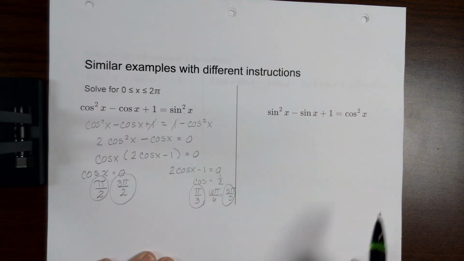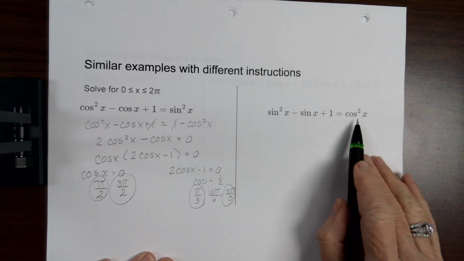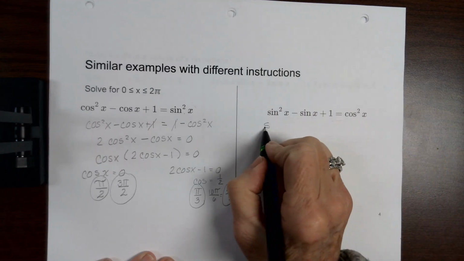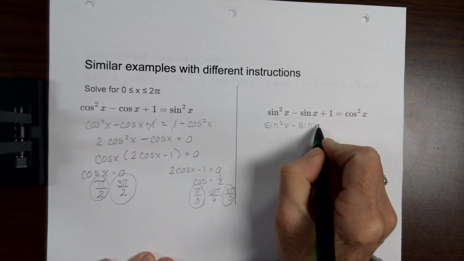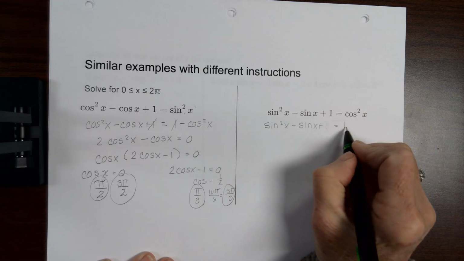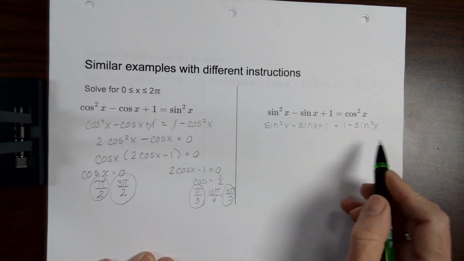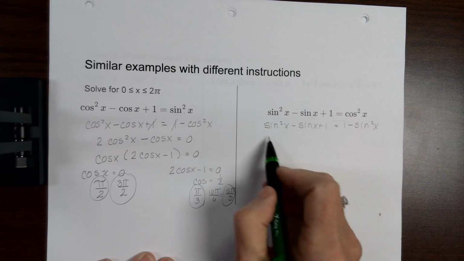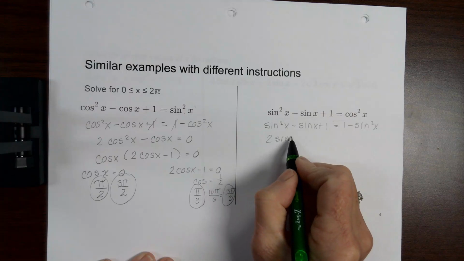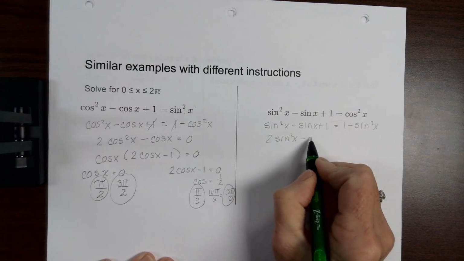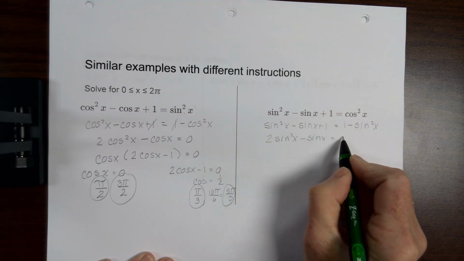All right, this one's very similar, except for now I have sines here and I have a cosine here. So I'm going to change the cosine. So this is going to be 1 minus the sine squared x. Again, it's from that Pythagorean identity. When I add the sine squared x, I get 2 sine squared x minus the sine of x.